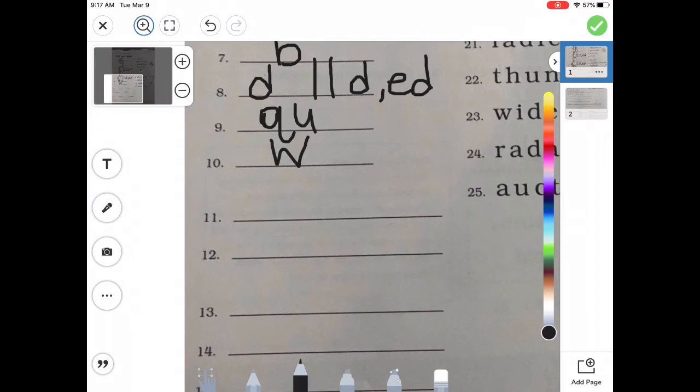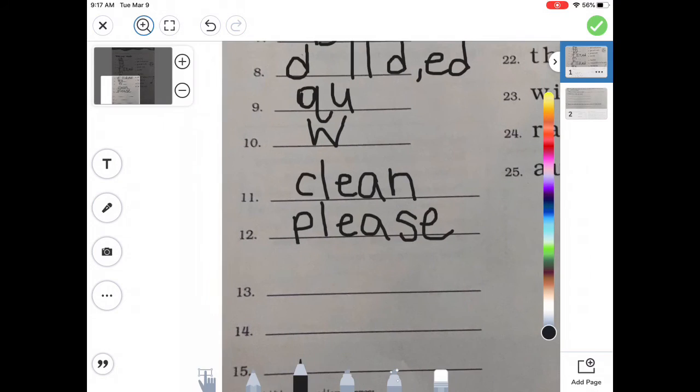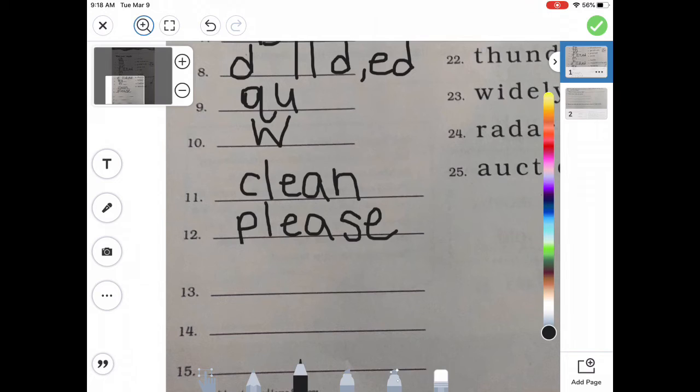All right, on number 11, we're going to try to spell the word clean. Clean, so I have cool, C-L, very good. How about the E sound? Now, this is tricky because to make that E sound, we can make it a couple different ways, but this time it's going to be that E-A vowel digraph. Clean, very good. How about please? We have P-L, that's right, then E. It's E-A again. Remember, it could have been E-E. Then the Z sound at the end, but it's actually the S-E that's going to make that Z sound.